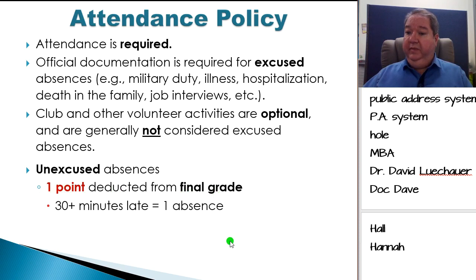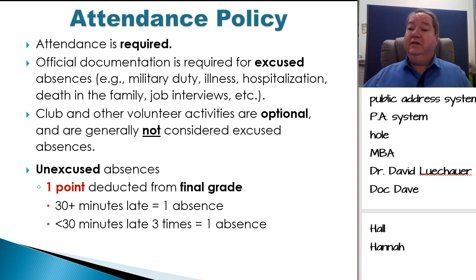If you are more than 30 minutes late, that's the same as being absent. If you're less than 30 minutes late 3 times, that's 1 absence. So if you're late 20 minutes one day, and you're late 15 minutes, and then you're late 10 minutes, those 3 lates together count as 1 absence.